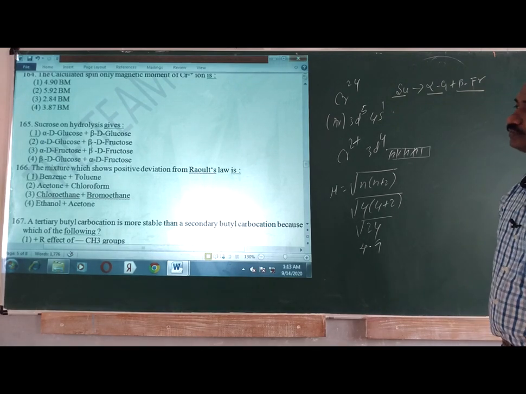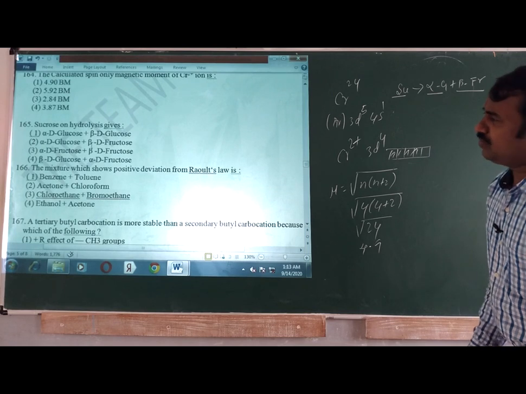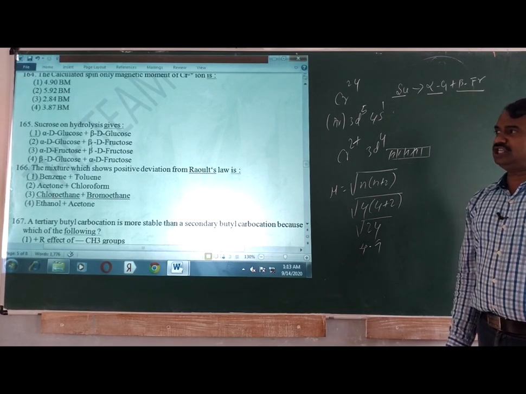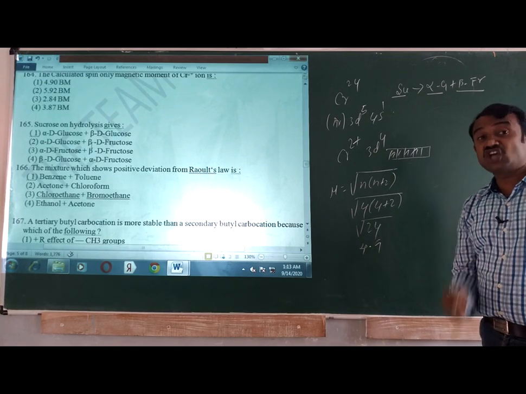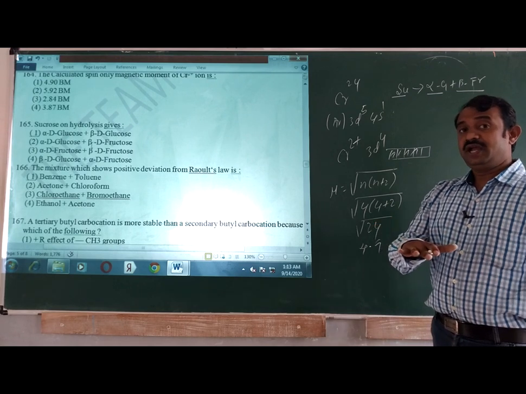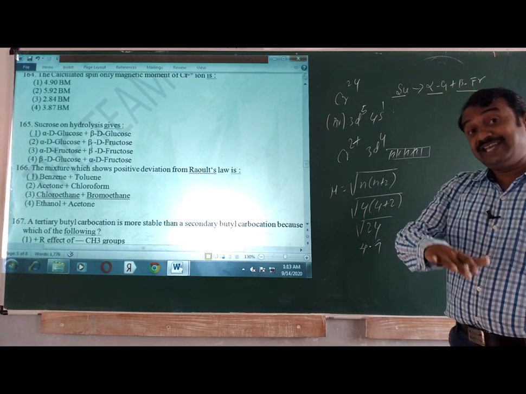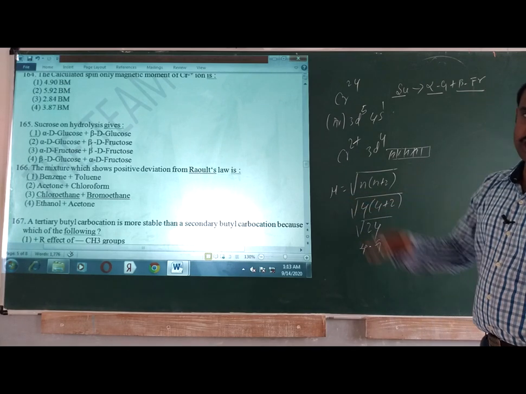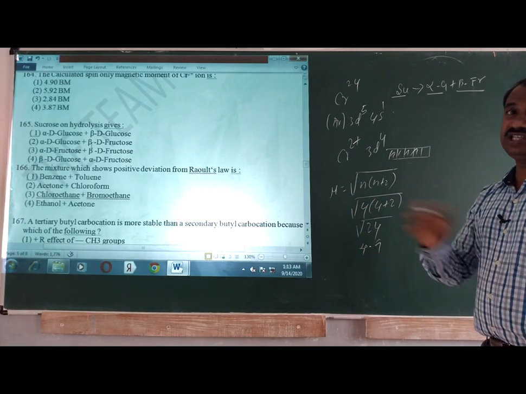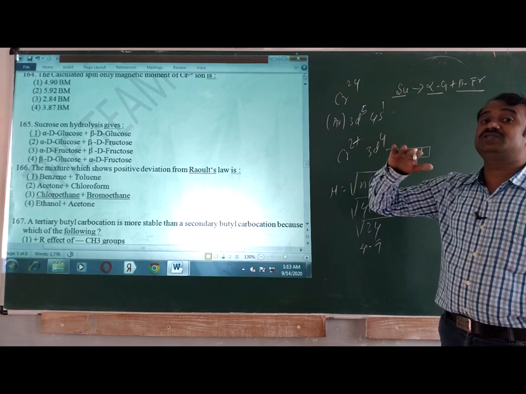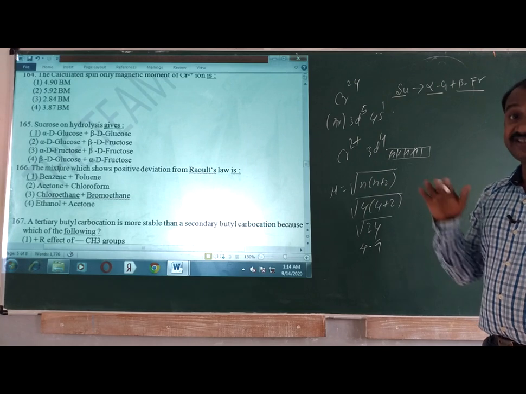Next one, the mixture which shows positive deviation from Raoult's law. Positive deviation means when the vapor pressure of solvent A and solvent B is higher than that of solution AB. That is called positive deviation. Negative deviation means the vapor pressure of the solution is lesser than that of the solvents, that is called negative deviation.